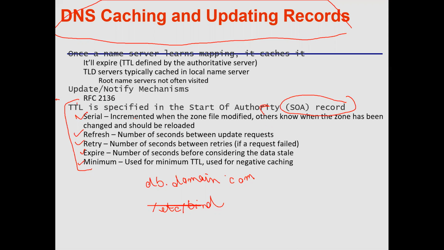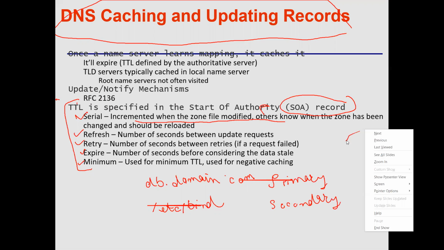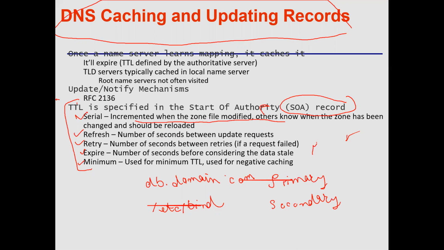The serial number will increment whenever the zone file is modified. So that others, right, we have a primary server and a secondary server, like master or slave. Whenever someone modifies any records or the zone file, others know that the zone has been changed and should be reloaded. That is why the serial number is specified.